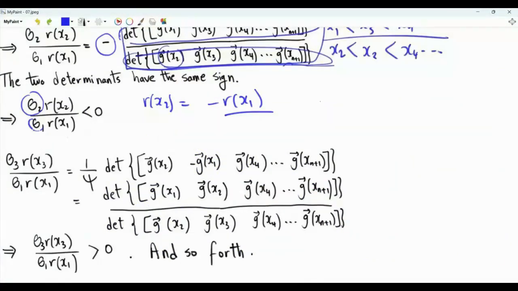We can continue doing this. The conclusion is that if we have in the set big X the points x1 less than x2 less than x3 and so on, r of x(i+1) is equal to minus r of x(i), where i is 1, 2, 3 all the way to n.